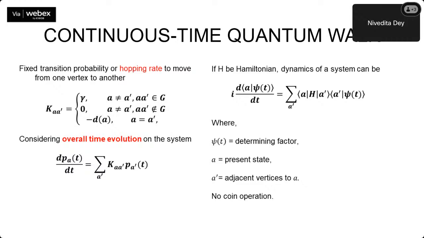Another category is the continuous time quantum walk. From the term continuous, you can understand that we will be hopping from one position or one vertex to another vertex, but that will happen at a very fine level, with a certain transition probability, so that it seems like a continuous one. That is the very essence of continuous time quantum walk. It shows an overall time evolution of a system.